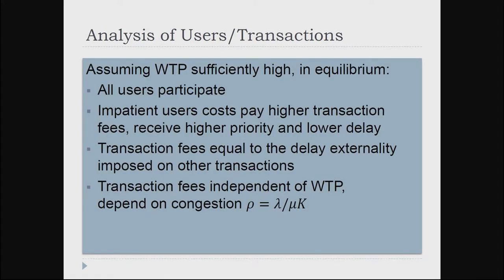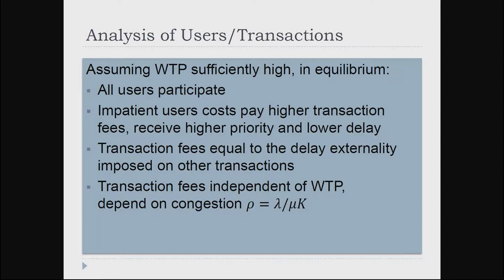Like we have functional forms in the paper, but let me just jump and tell you what are the properties of the equilibrium that result from this congestion queuing game. So first, if willingness to pay is high enough, it doesn't matter. Once willingness to pay is high enough, everybody would like to participate. So the system does not exclude anybody, as opposed to the firm. And the more impatient you are, intuitively, you should be willing to pay more. And indeed, you do pay more. You get high priority, less delay.